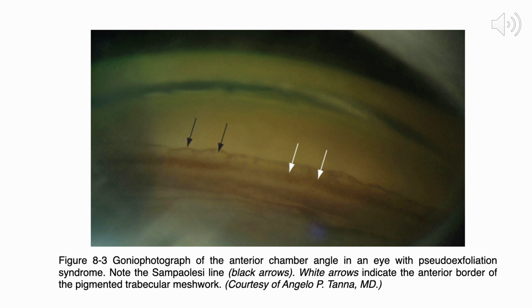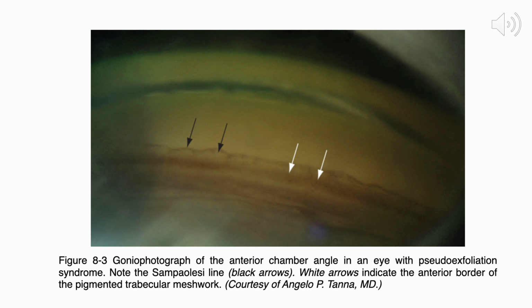This gonioscopic photo shows the anterior chamber angle in an eye with pseudoexfoliation syndrome. The black arrows highlight the Sampaolesi line, pigment deposition located anterior to Schwalbe's line. The white arrows indicate the anterior border of a heavily pigmented trabecular meshwork, a finding often seen in this condition due to chronic liberation of pigment and fibrillar material into the aqueous. These gonioscopic features are important for confirming the diagnosis and understanding the mechanisms that can contribute to elevated intraocular pressure in pseudoexfoliation glaucoma.